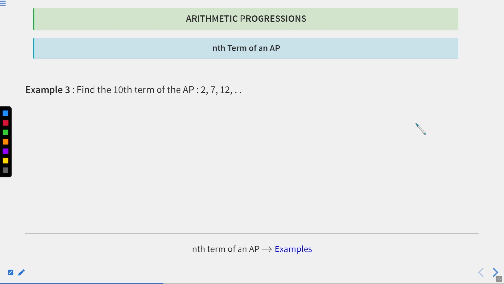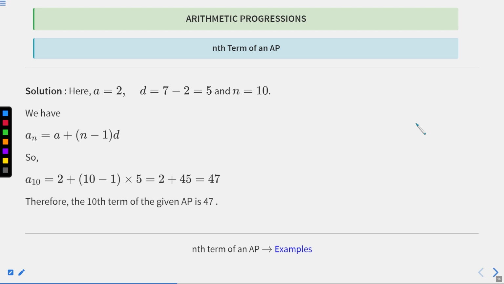In this AP, the first term a is equal to 2, and the common difference d is equal to the second term minus the first term, that is 7 minus 2, which is equal to 5. Here we need to find the 10th term of this AP, so n is equal to 10. We have this formula for finding the nth term of an AP: an is equal to a plus n minus 1 times d.